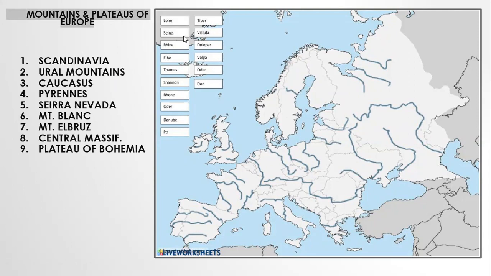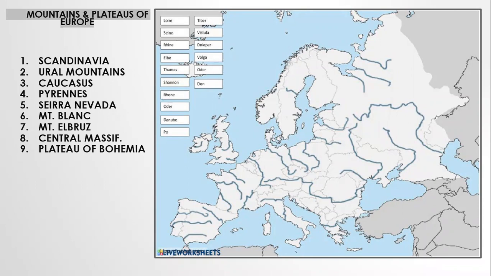The first one is Scandinavia. Then we have the Ural Mountains, and then we have Caucasus, Pyrenees, Sierra Nevada, Mount Blanc, Mount Elbrus, Central Massif, and the Plateau of Bohemia. Now, the very important thing that you should know is that to mark the plateaus and the mountains, we use brown color. Right, so we're going to do the first one.